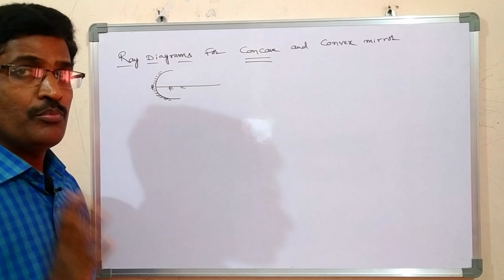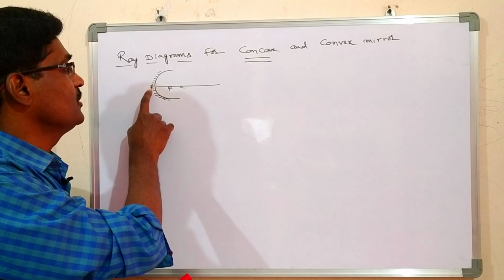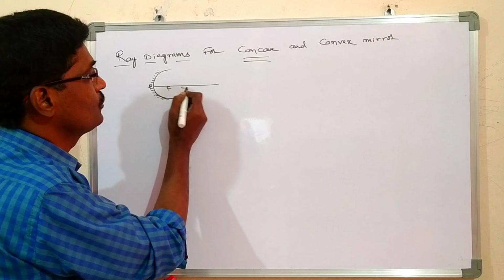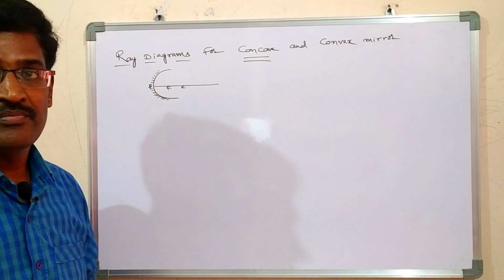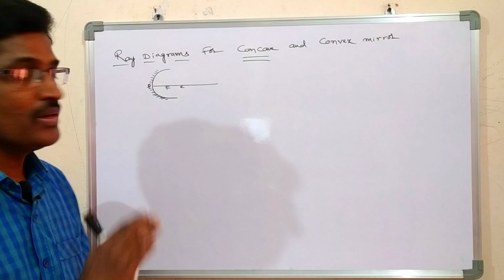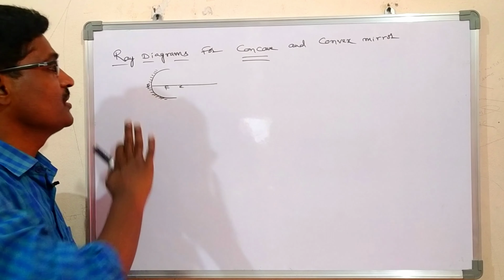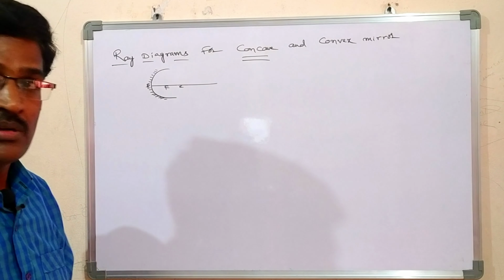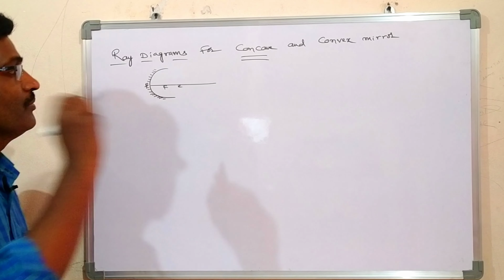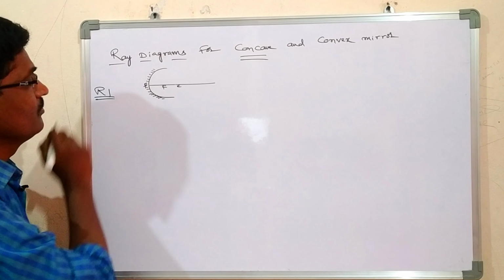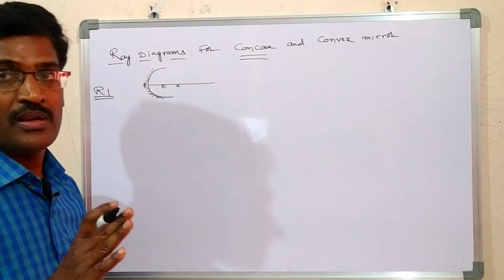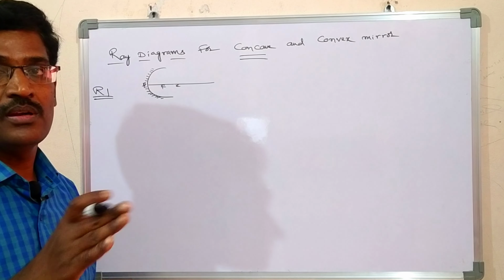Now, one point you have to remember here: the distance from P to F and from F to C has to be the same distance. This is the way to write the representation of P, F and C. Now we are learning how ray diagrams act. What is the rule for R1? We have R1, R2, R3 for the concave mirror, and R1, R2, R3 for the convex mirror.